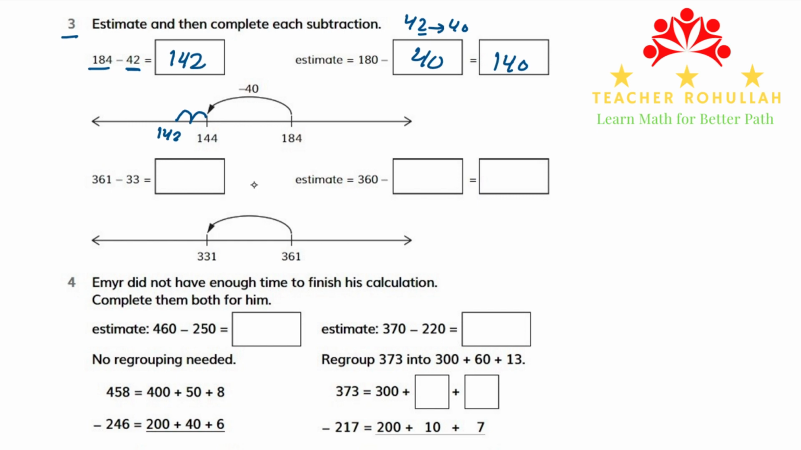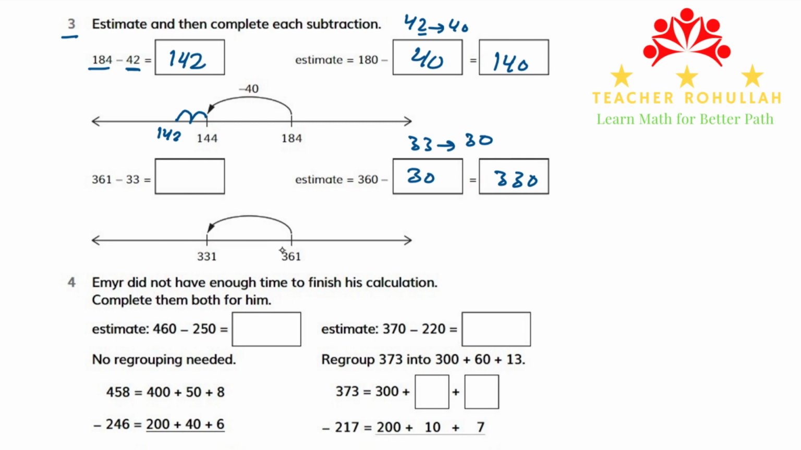Again, we have a 3-digit and a 2-digit number. So 361 is already rounded to the nearest 10. We will round 33 also to the nearest 10. If you round, this rounds down. So we will get 30. I write 30 here. 360 minus 30 will be 330. It means if we subtract 33 from 361, we will have almost 330.